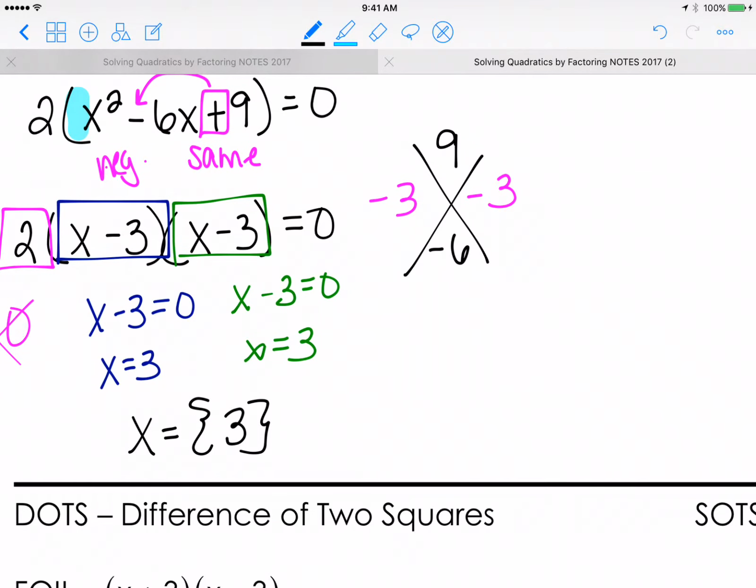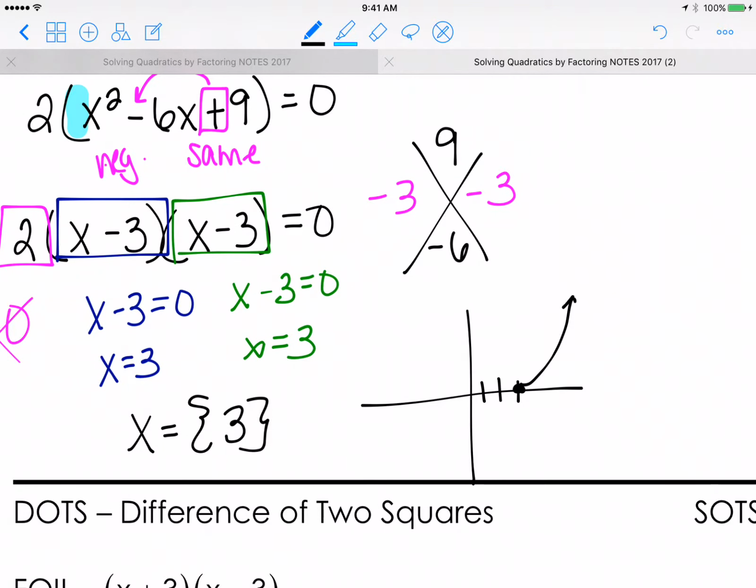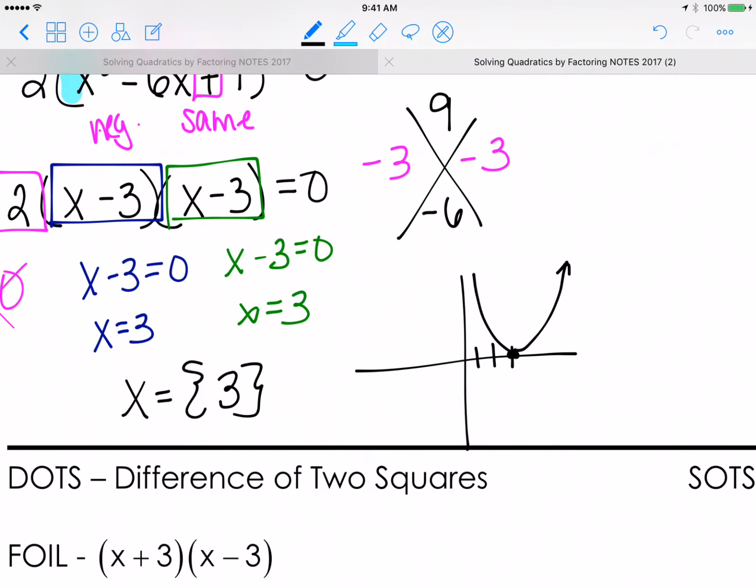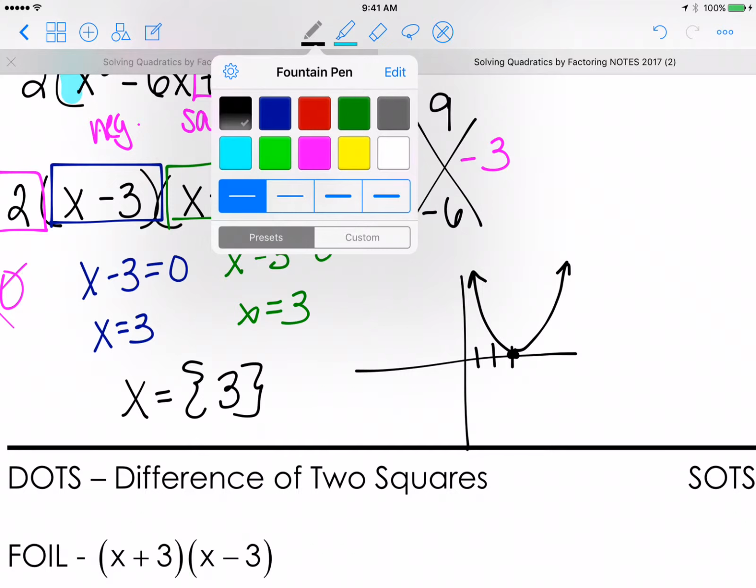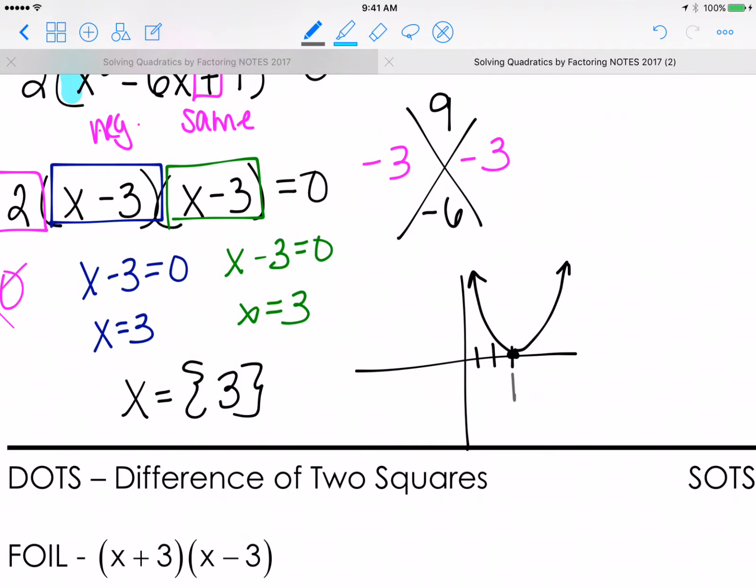Okay, so if we were going to look at this and draw this out, 1, 2, 3, that would mean that it would cross at one place on your x-axis. And we'll talk about this later, but I'm just going to throw this out here. That is called a bounce. What that means is if you're drawing this and you come down, it's going to bounce off that point and go back in another direction.